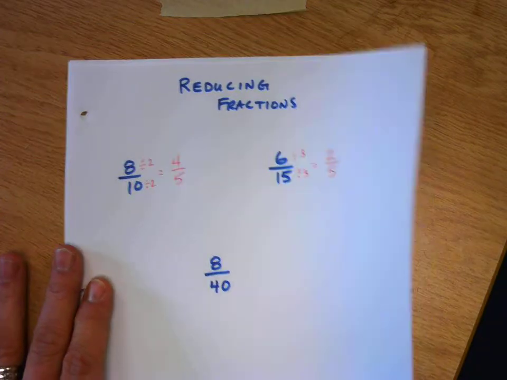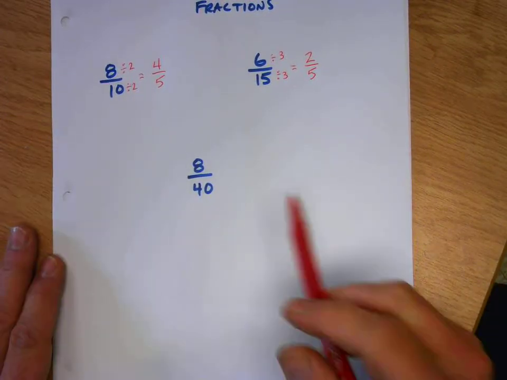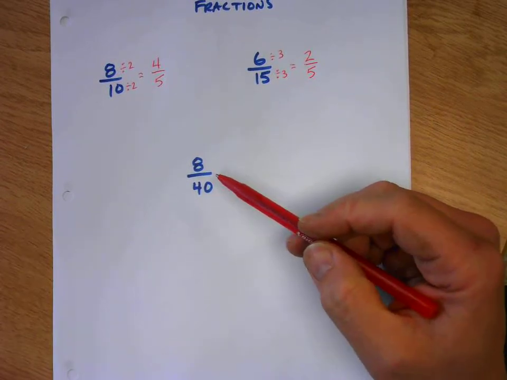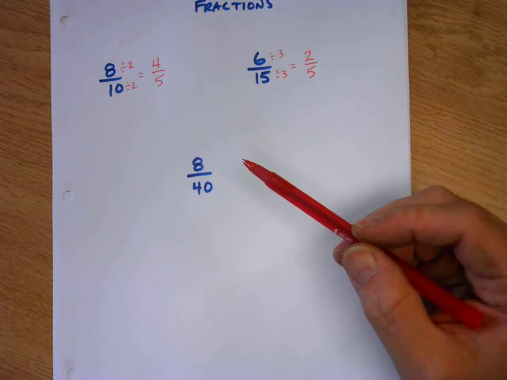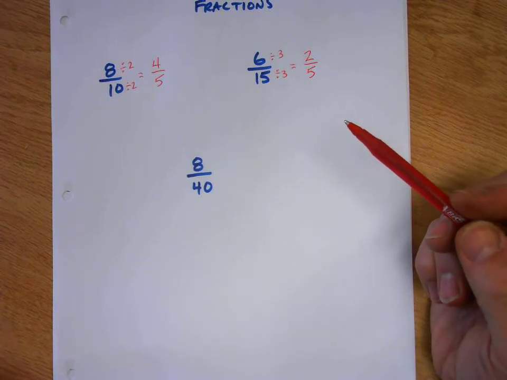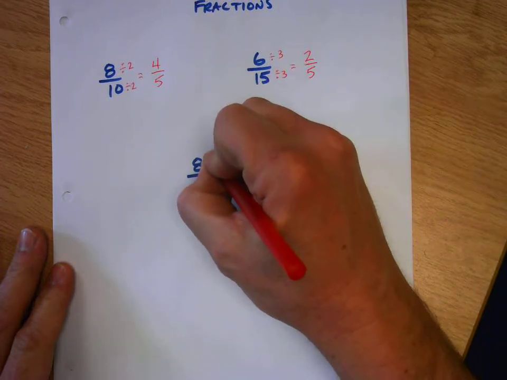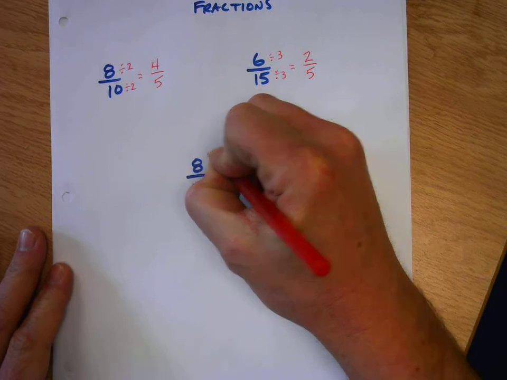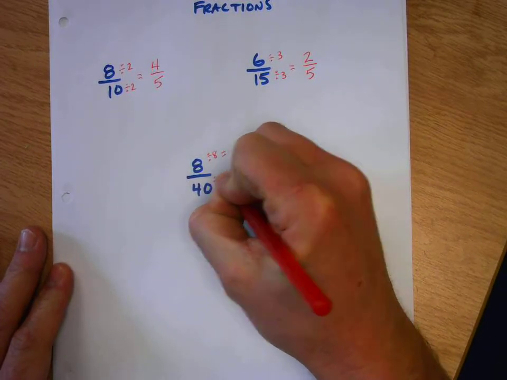Now for our final example, we have 8 and 40. Obviously, the ability to reduce fractions in one step comes down to our divisibility knowledge. This fraction could be reduced in one step if we wanted to divide both values by 8. So if I divided 8 by 8, I would get 1, and divide 40 by 8, I would get 5.